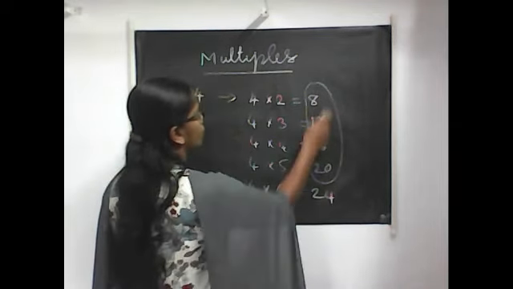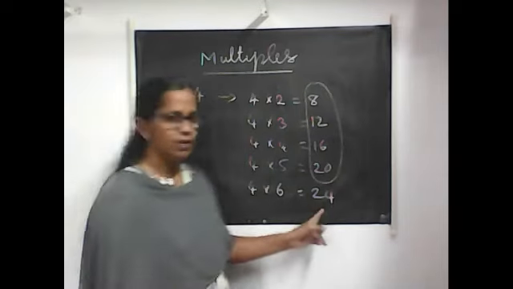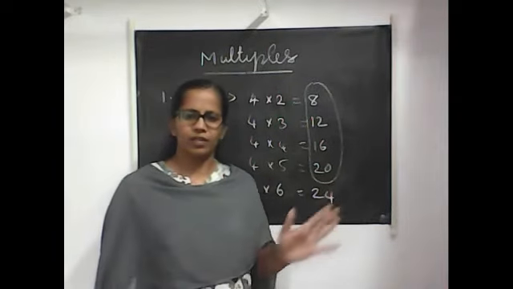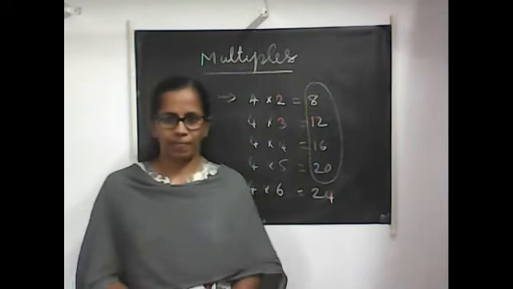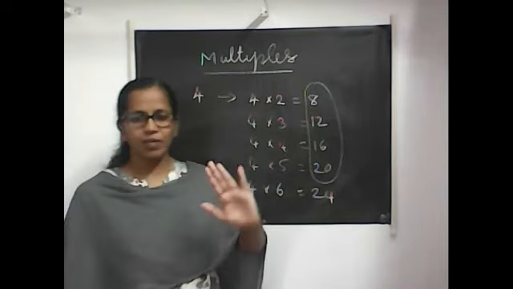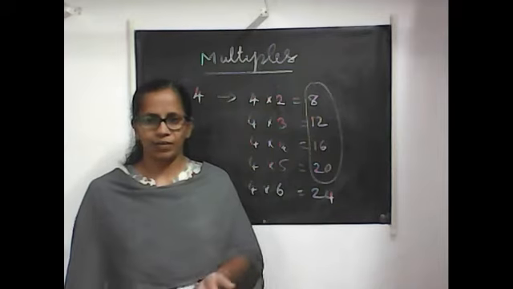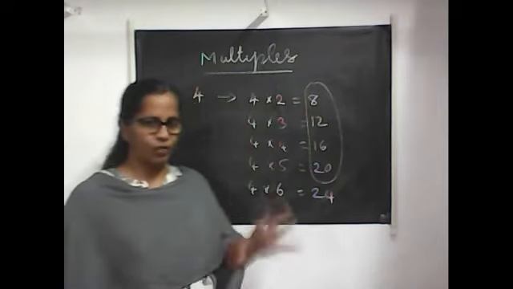1, 2, 3, 4, 5. You got 5 answers. Got it? That is the product in the multiplication table of the given number. That is multiples. 4 into 1 is not necessary because it won't increase the value. 4 into 1 is 4 itself, so no need of that multiple.